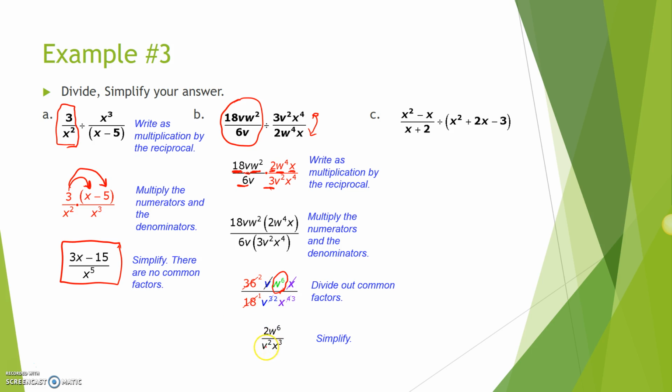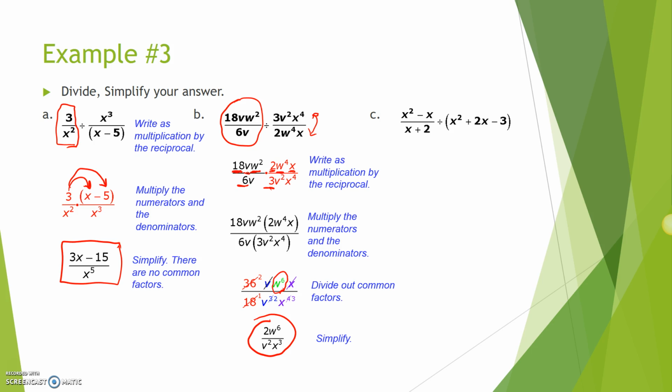And when you have a negative exponent, that moves down to your denominator. And then for your x, you have x to the first and x to the fourth. 1 minus 4 gives you x to the negative 3. Again, a negative exponent brings you down to the denominator, x to the third right there. So this here, 2w to the sixth over v squared times x to the third, that's going to be your final answer for dividing that out.